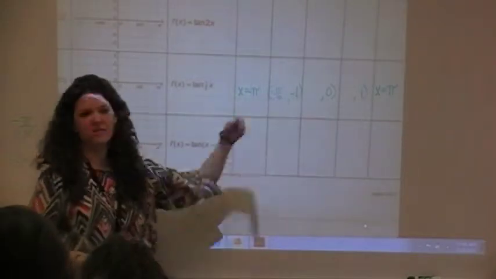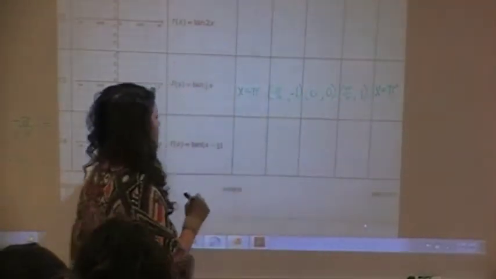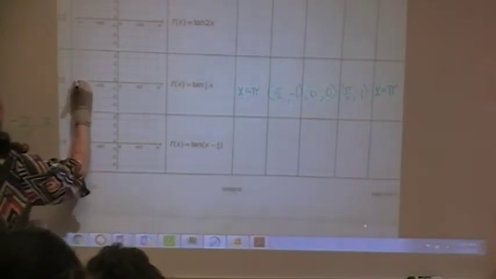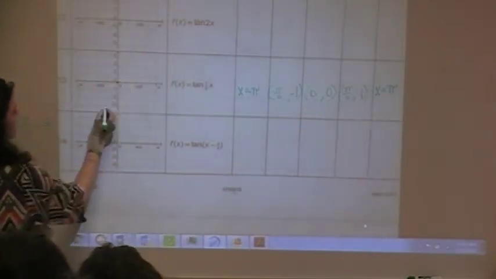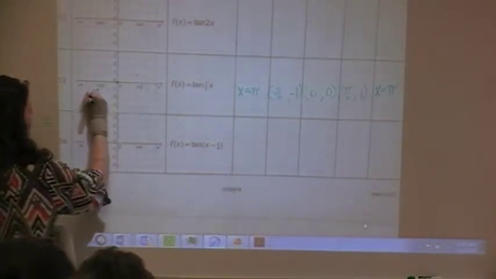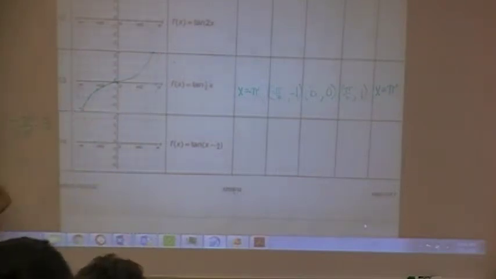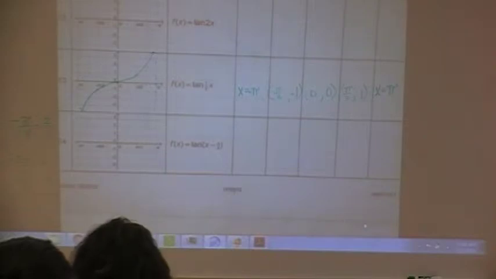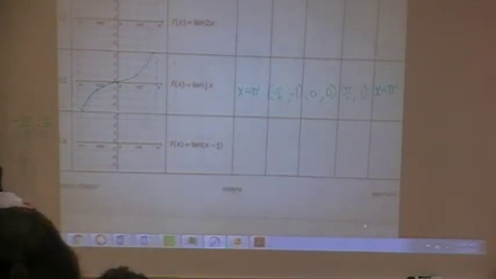Alright, so this one, 0 times 2 is still 0. So your anchor point stays the same. And this one will be pi over 2. So it gets really fat. And that's a horizontal stretch. Your asymptotes have been stretched apart.